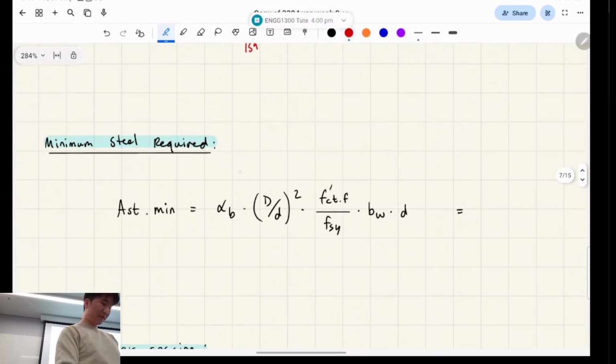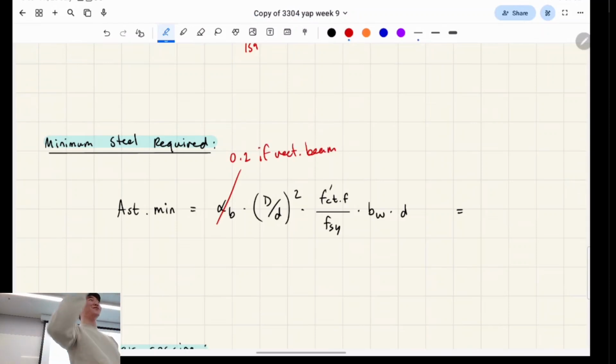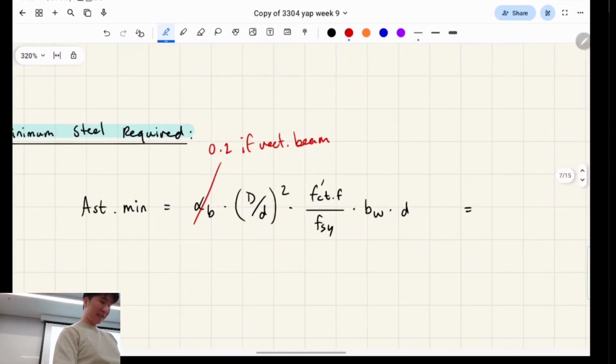So for alpha b, it's 0.2 if it's a rectangular beam. If you remember, there are some really awkward formulas for a T-beam, and if it's in hogging or in sagging. But for a rectangle like a slab, it's really easy. You plug in all these values again. Sorry, I'm not going to do all these. This one's kind of new. Not really. It's this.